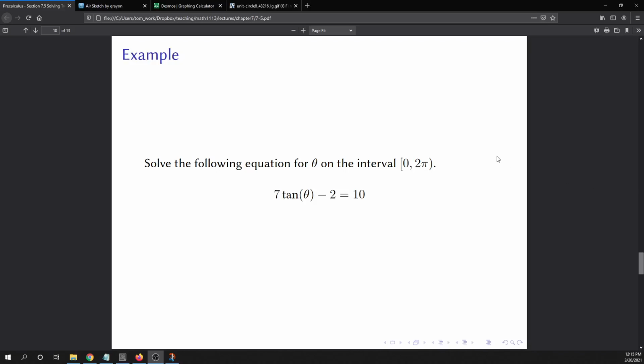All right, in this video, we are going to work the following problem. It says solve the following equation for theta on the interval from 0 to 2 pi. And the equation is 7 tan theta minus 2 equals 10.